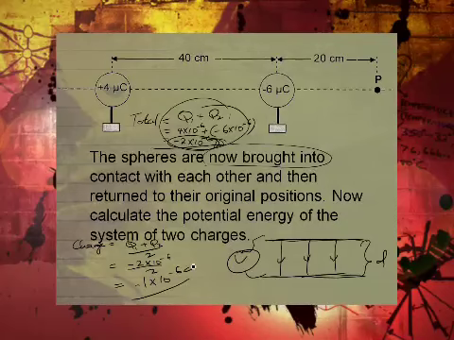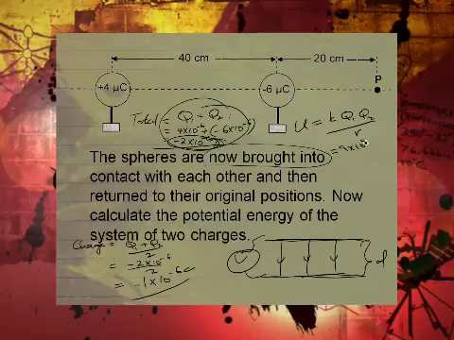Now, the potential energy in this system, U, will be K Q1 Q2 over R. Remember, it's not R squared. So you substitute there, and then you say minus 1 by 10 to minus 6, and of course there are 2 there, and you divide by the distance between them, 40 by 10 to minus 2. Okay, and then you find that.